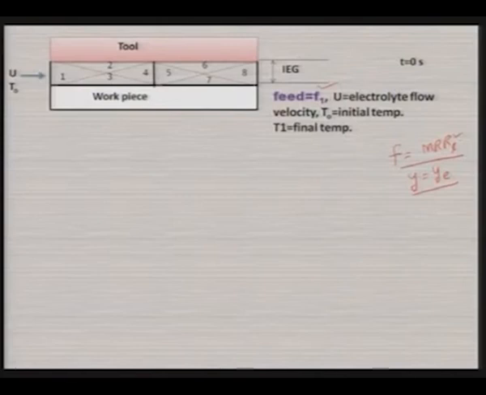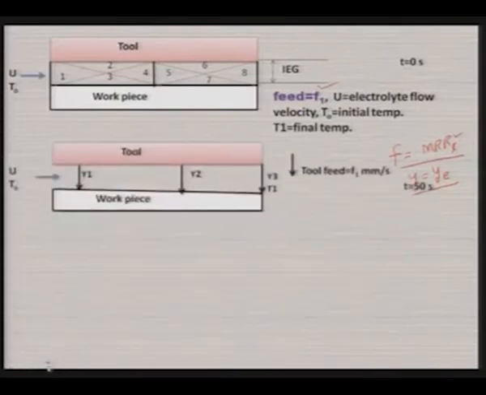So, really speaking, throughout the inter-electrode gap, the equilibrium gap will not be constant, rather it will be different at different points. So, you can see after a certain period of time, say 50 seconds, the gap has changed, and by 1, by 2, by 3, all the 3 are different from each other, while here by 1, by 2, by 3 are the same at t equal to 0 second.